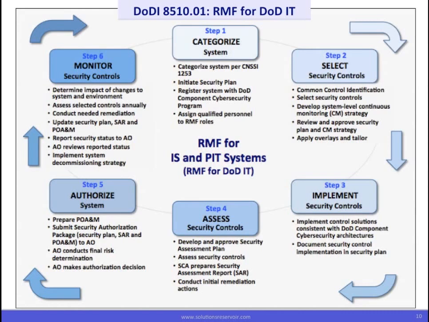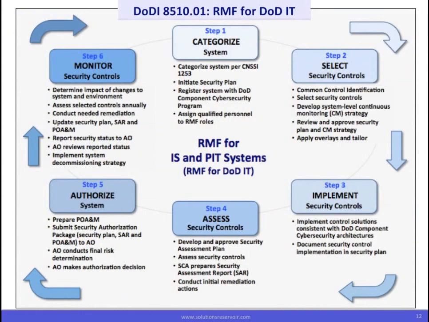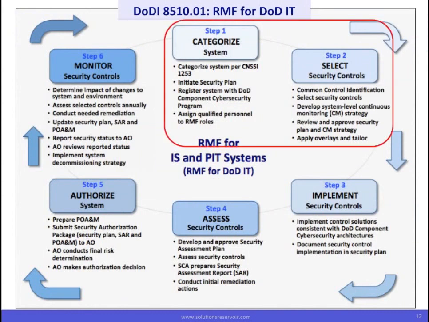Here's the stepwise process of the risk management framework for DoD information systems and platform IT systems. Should you encounter an old DIACAP diagram, this is what replaced it. We'll come back to it in a moment, but look how similar it is to the RMF discussed in Part 2. Note the same 6 steps in the RMF outlined in SP 837. Note the proviso about CNSSI 1253 providing guidance in steps 1 and 2 for NSS. Remember, though, that SP 853 underlies CNSSI 1253. Back to the RMF for DoDIT, noting steps 1 and 2.